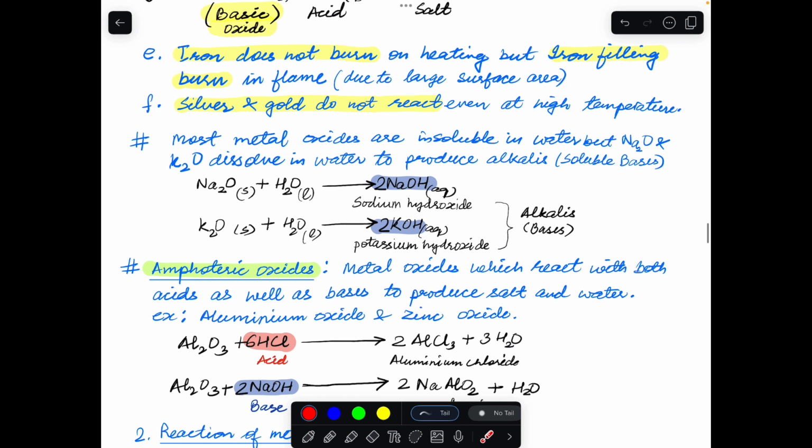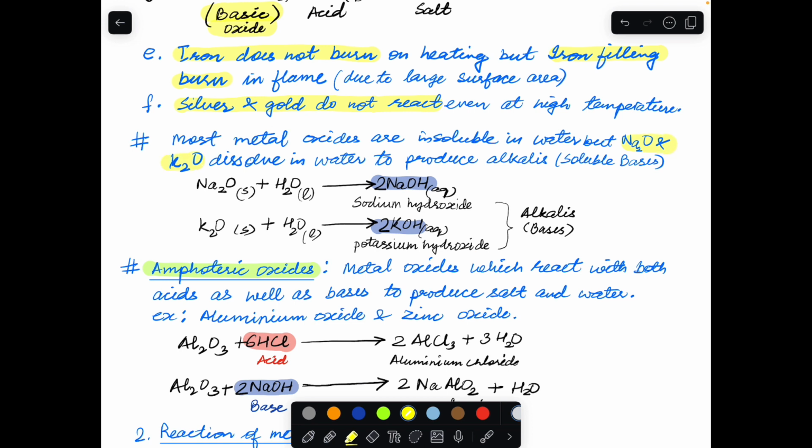Now, a few points you have to remember in case of oxides. Okay, we are saying metal oxides are basic in nature. We can prove this in another way. Some metal oxides are soluble in water. Remember the idea that most of the oxides are insoluble. Okay, very few are soluble in water. So those metal oxides like sodium oxide and potassium oxide, they are soluble in water.